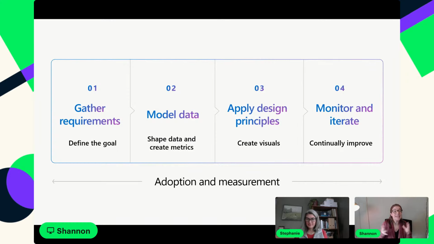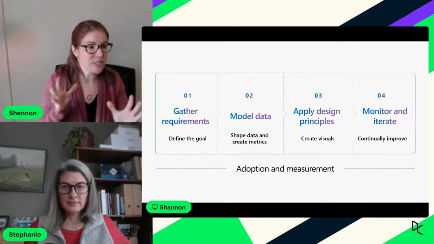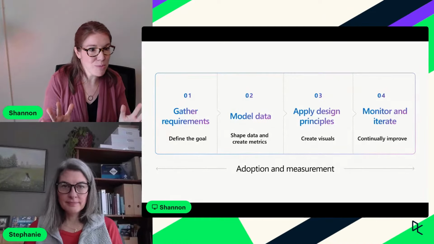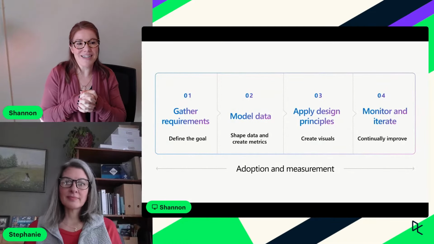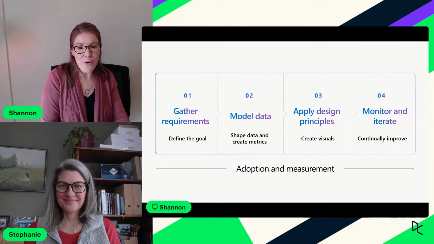We have now talked through what we consider to be the whole process for designing effective dashboards and reports. So we start with our requirements gathering, we model our data, or we work with someone to model our data. We apply these good design principles. We keep things super simple, and then we monitor and iterate as Stephanie just showed us.